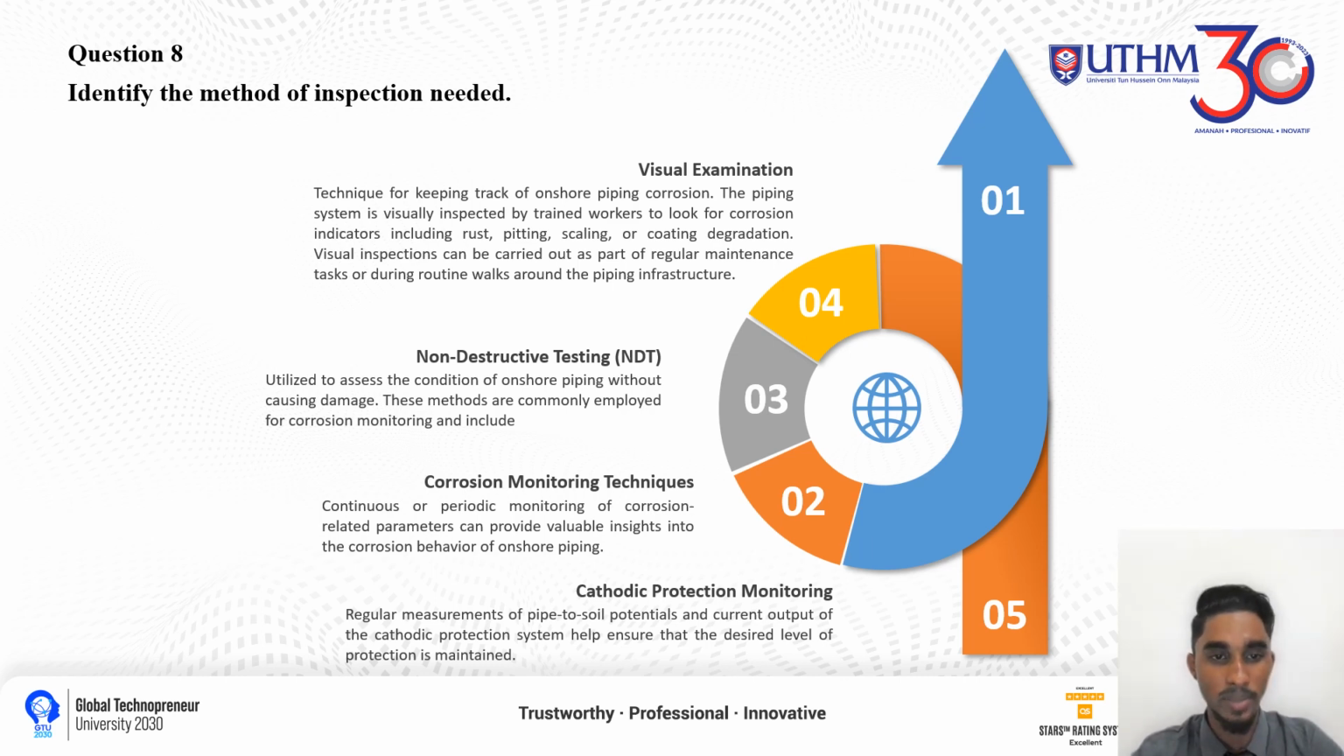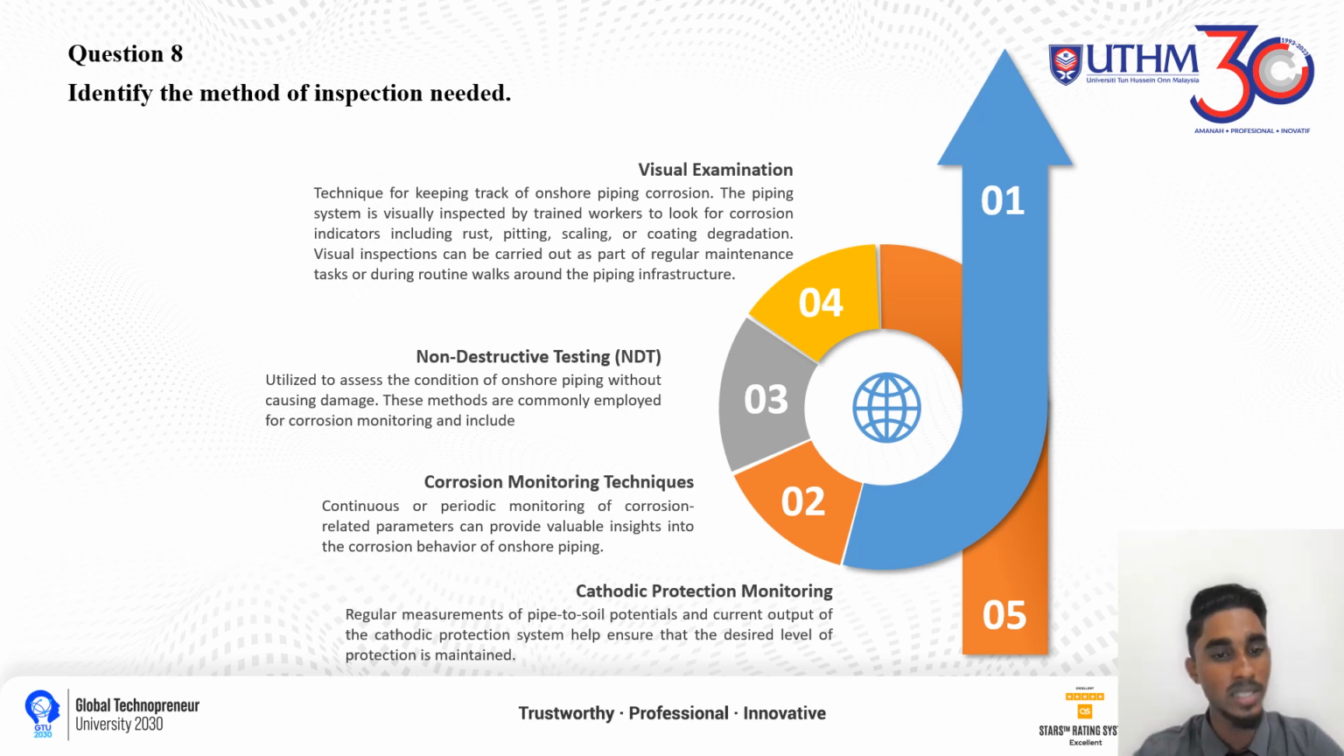The next NDT method is magnetic flux leakage, which utilizes magnetic fields to detect corrosion and metal loss in ferromagnetic piping. The magnetic flux leakage tool is passed along the outside of the pipe, and changes in the magnetic field strength indicate areas of corrosion or metal loss.